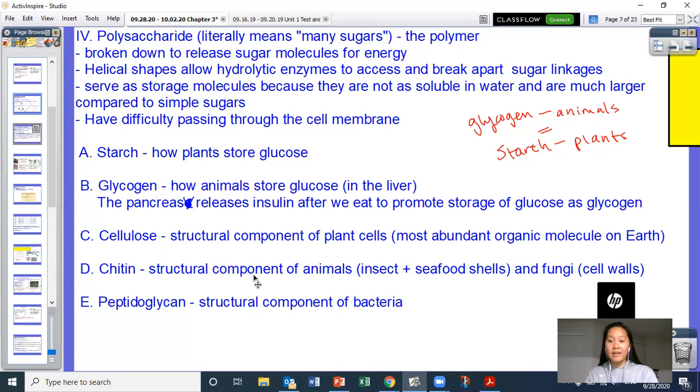Fungi also have chitin in them. So it's kind of weird. So if you're eating mushrooms, their cell walls are made of the same thing that bugs are made out of. Take a pause, think about that. Same chemical. Isn't that crazy?